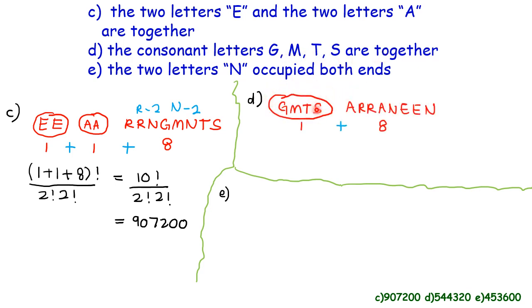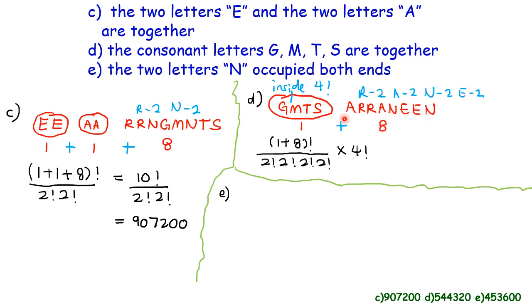Okay. Right, next for question D, the consonants G, M, T, S are together. So G, M, T, S are together, we consider them one place. And the remaining, we have another 8 letters, because the total is 12, so minus 4, we should have another 8. But don't forget, inside here, GMTS is 4 different letters. Okay, it's not the same as this one. So we still have 4 factorial inside here. And I also list out the same letters here. So we have 2 R's, 2 A's, 2 N's, and 2 E's.